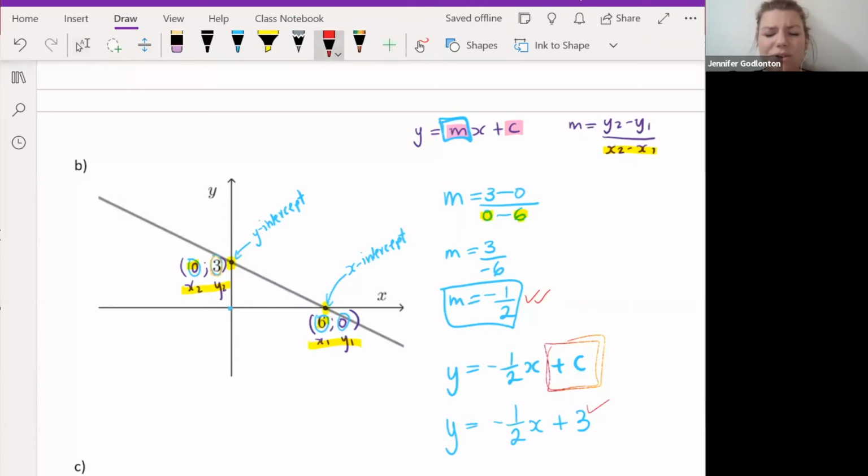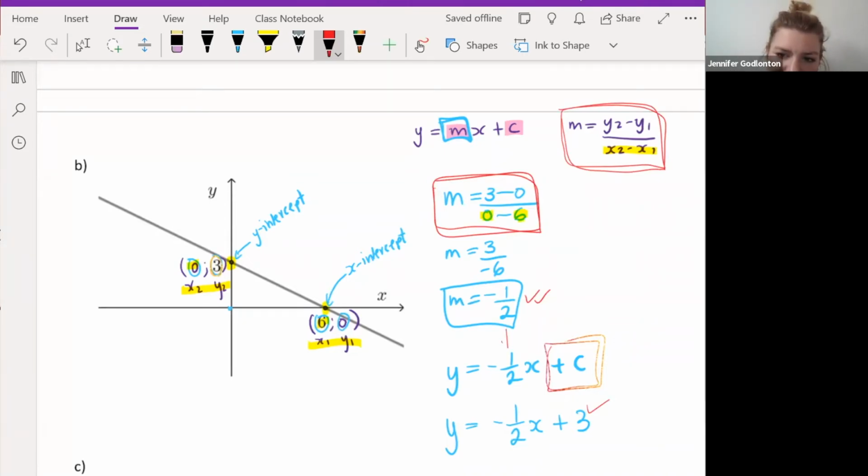Don't panic. Remember, just try and do it step by step, literally one step at a time. The first thing that we did was we looked for our m value, and all we did for that m value is we put it into this formula. We substituted in our y values and our x values to find our m value. Once we had that m value, we popped it into our equation over there. And then we said, well, what is our y-intercept? And that was our 3.